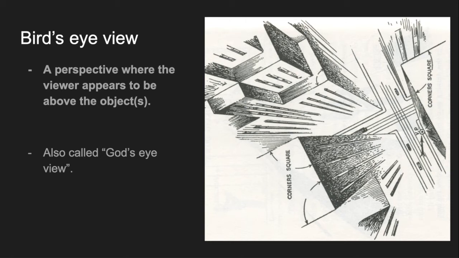So in this perspective, you can see the tops of objects, and oftentimes this will be a three-point perspective, because as you can see, all the lines are at an angle, and especially you can tell with the sides of the buildings how they're going at a slight angle downward. This is three-point perspective.